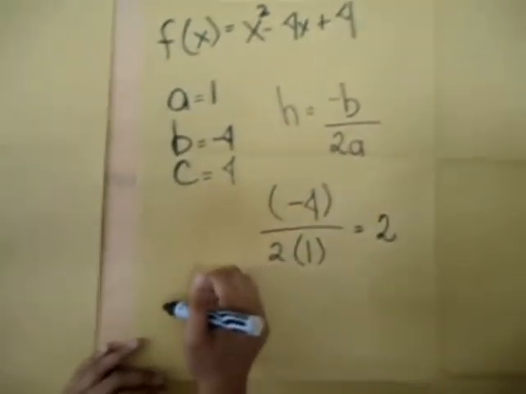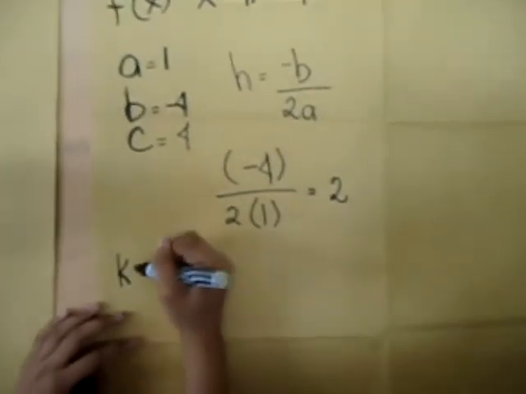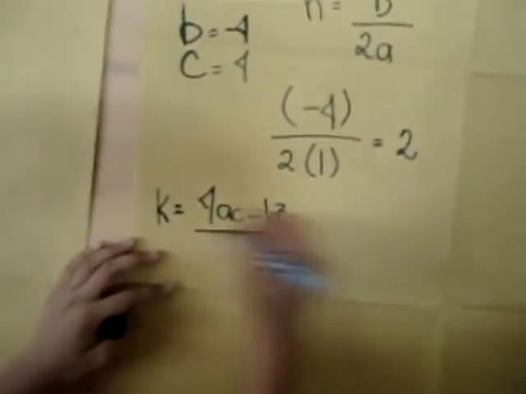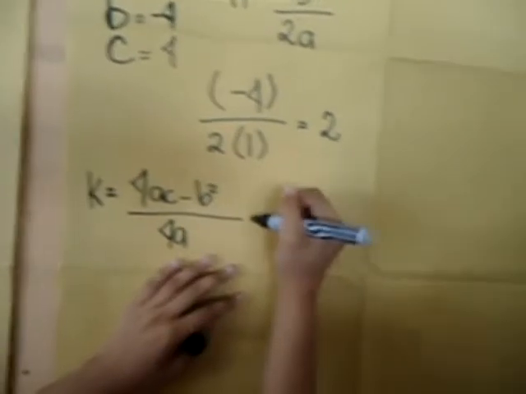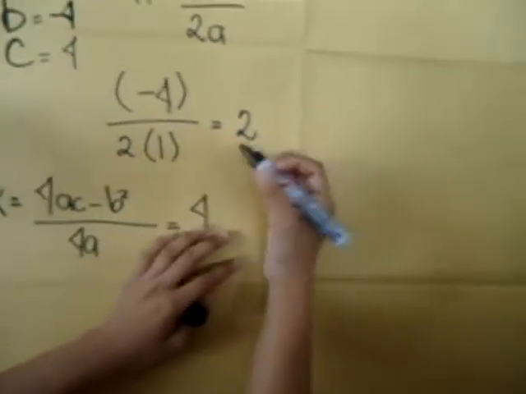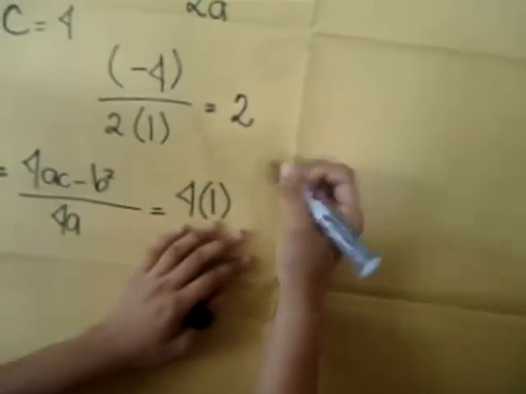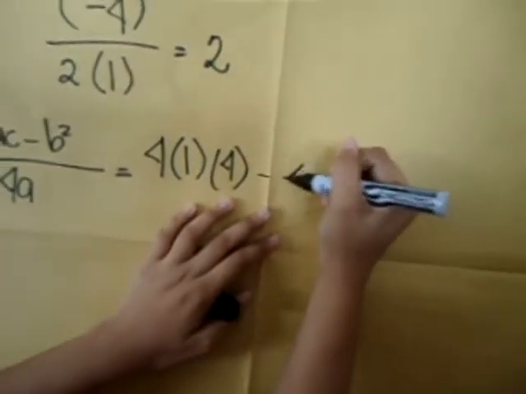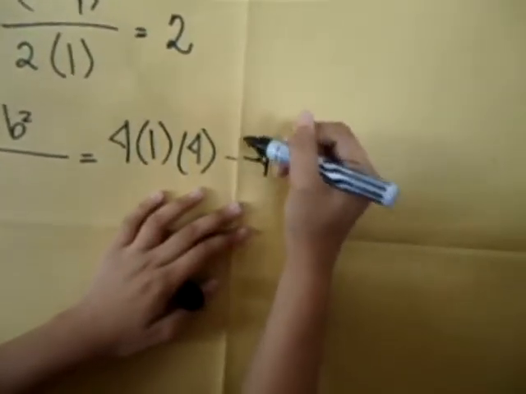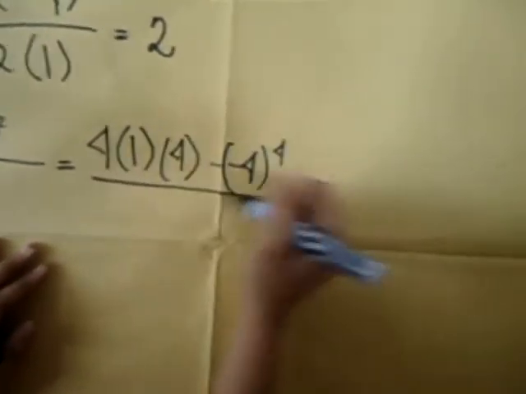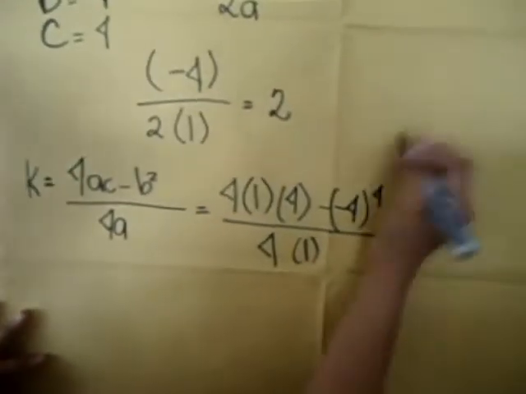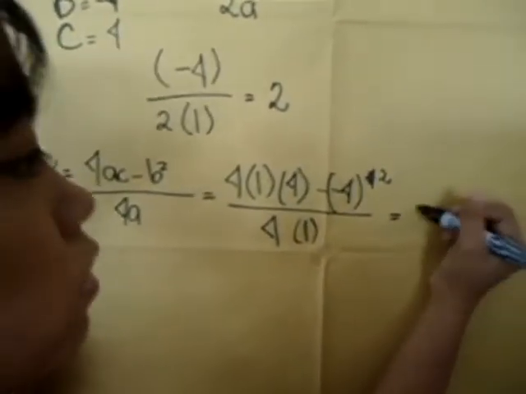And for the k, we have the formula 4ac minus b squared all over 4a. Now we will substitute 4 times 1 times 4 minus negative 4 squared all over 4 times 1. And the answer will be 0.